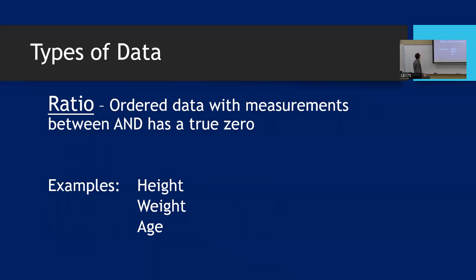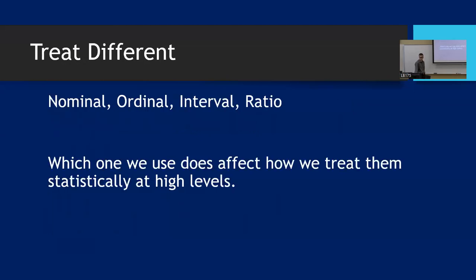All of my examples for the quantitative ideas, the height, weight, and number of children, were all ratio. If you think about number of children, it's order. Measurements are between. You could say, again, I have two more children than my brother. And there's a true zero. It makes sense to have 0 children. You can't have negative children. So, ratio there.